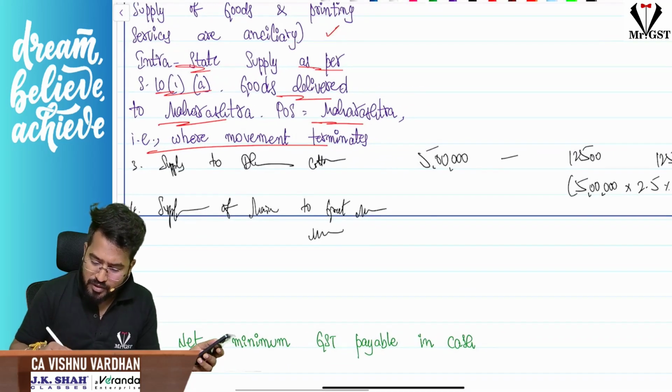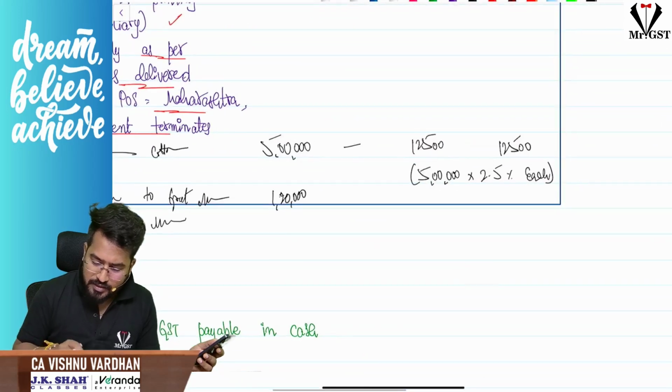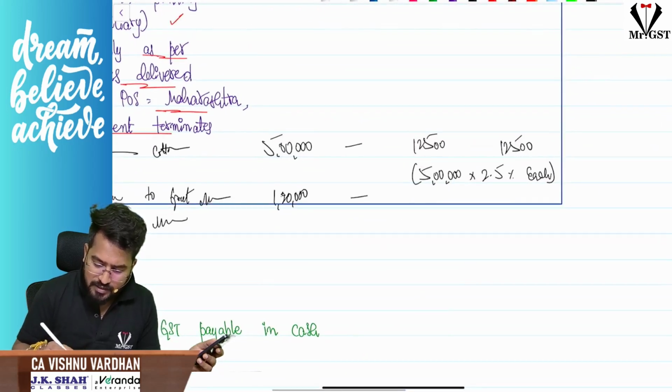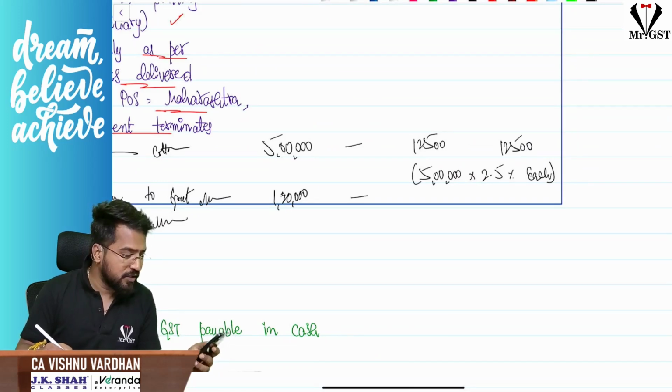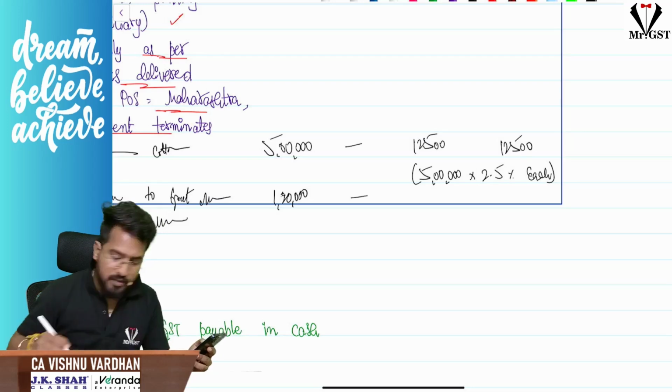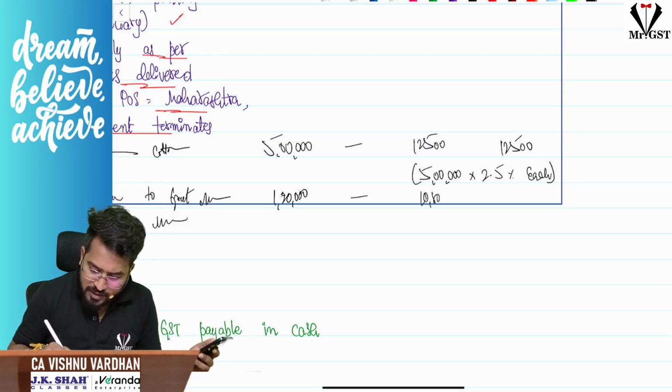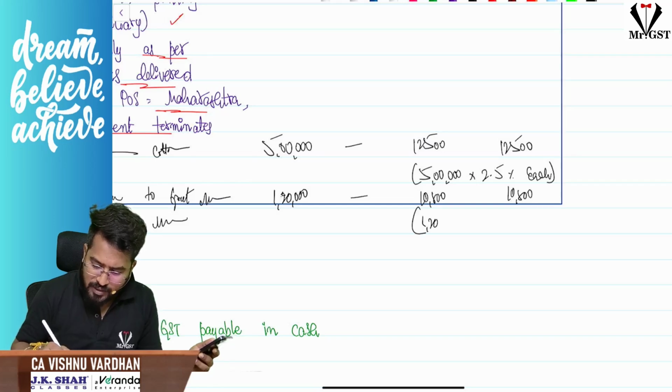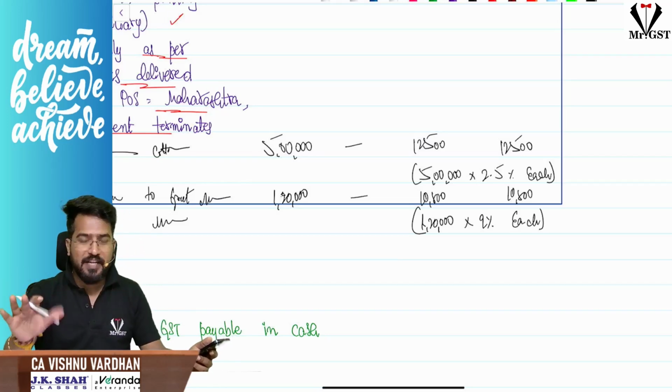What is the amount? 1,20,000. This is also intrastate only, so IGST nil, and 1,20,000 into 9% is 10,800, 10,800. So here you can write 1,20,000 into 9% each. I repeat, please ignore my handwriting.